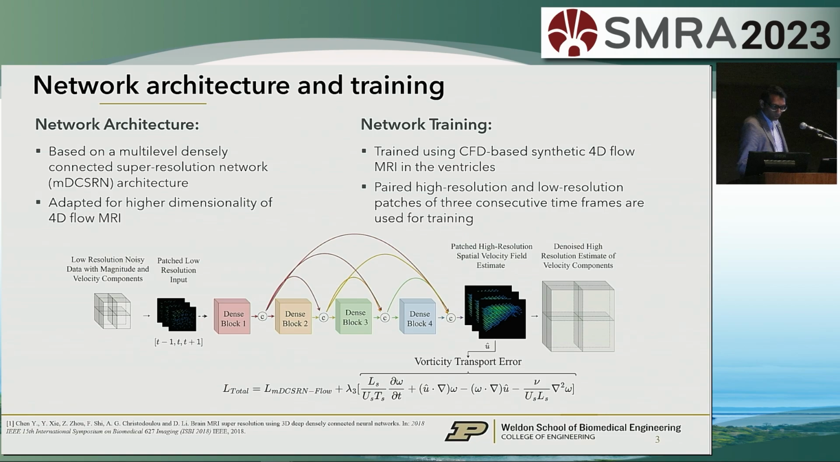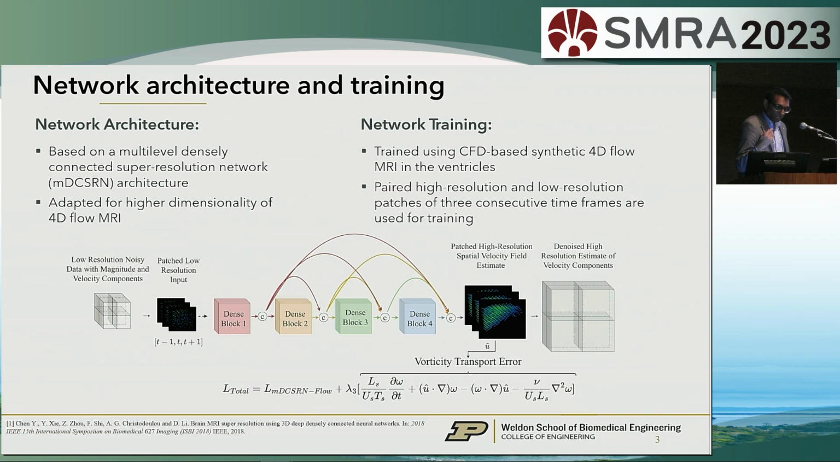We've used a network architecture that's based on the multi-level densely connected super resolution network. We've adapted it to the higher dimensionality present in 4D flow MRI data, and we trained on patches of the overall velocity field to focus on smaller and more intermediate flow structures rather than those that are dominated by the overall geometry. In the past, we've shown that divergence is a nice way to constrain our estimations and to ensure that our edge voxels have nice reconstruction performance.